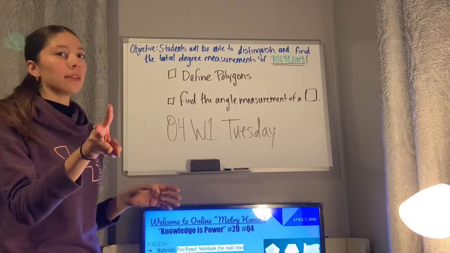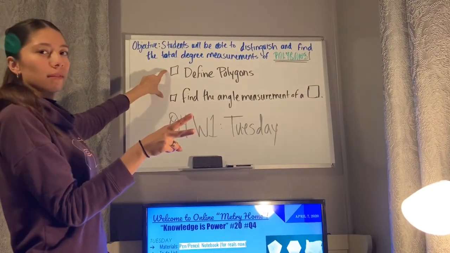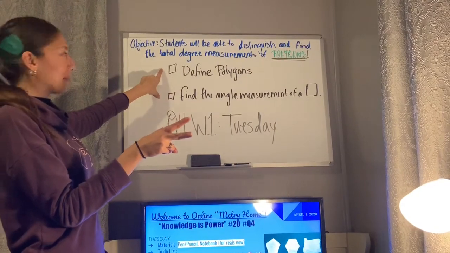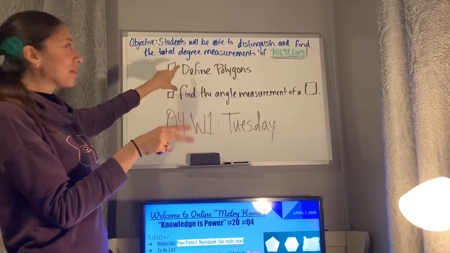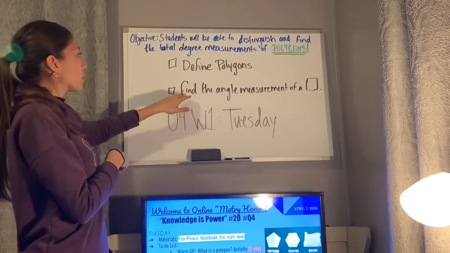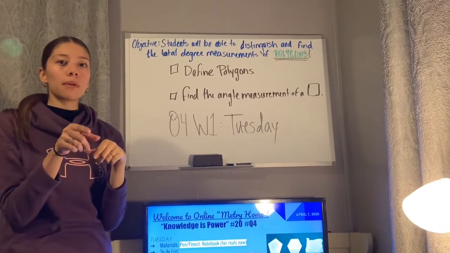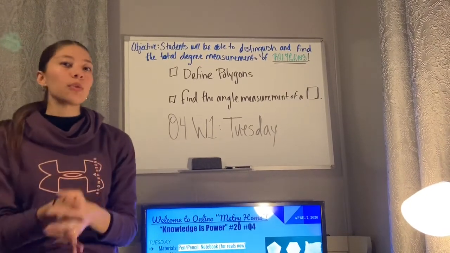So we have two main things that I need to check off at the end of this video. One is making sure that we define what a polygon is, and then also find the angle measurement of a square. Before this, if you haven't done your warm-up, please go ahead and do that.